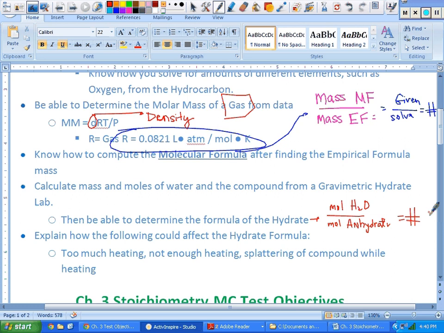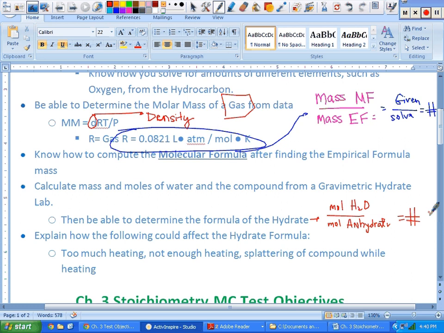What if you weren't careful and you knocked some of it out? Means you have lost not only some of the water, what else have you lost? Some of the anhydrate as well. So your number of moles will decrease, correct? Will that decrease the number of waters you could possibly have? Yes, be careful.